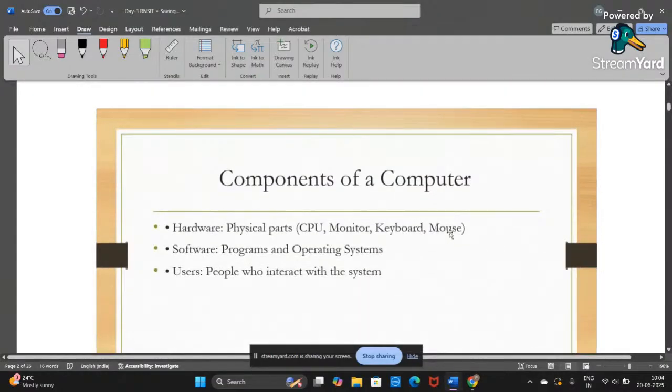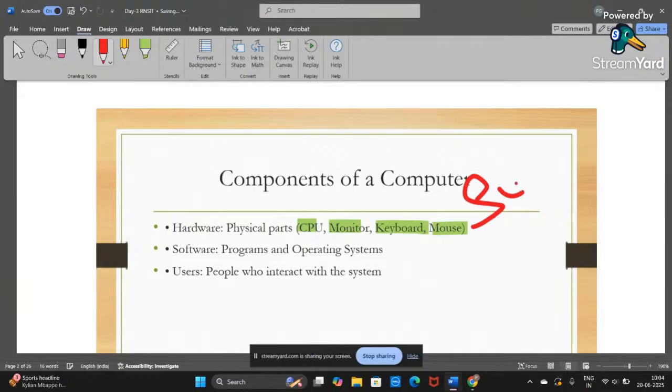Then let's see the components of a computer: hardware, software, and user. Hardware components means physical parts. These are CPU, monitor, keyboard, mouse, scanner, and microphone. These are the hardware parts.